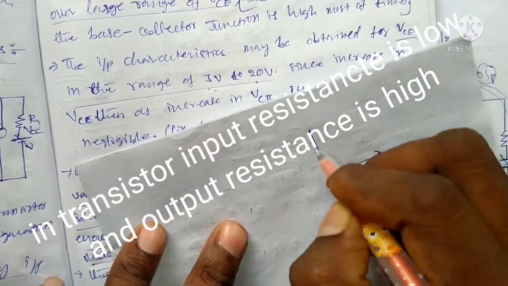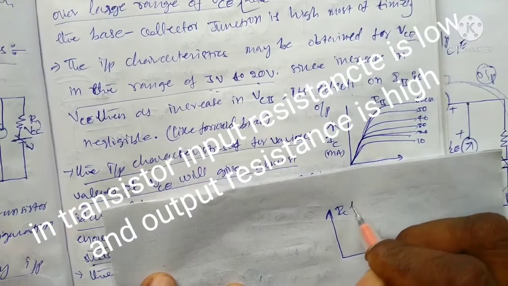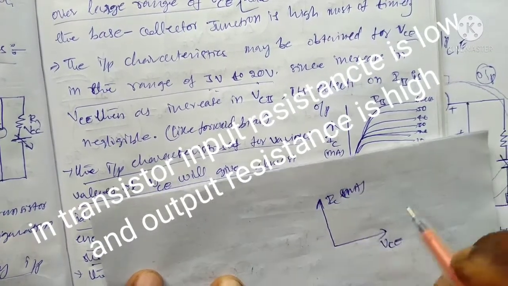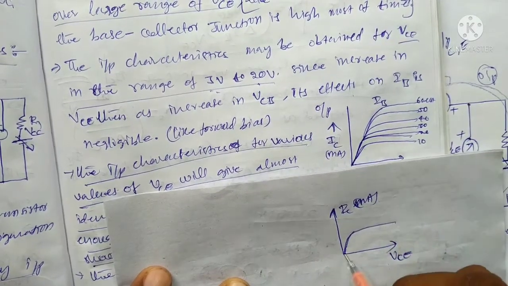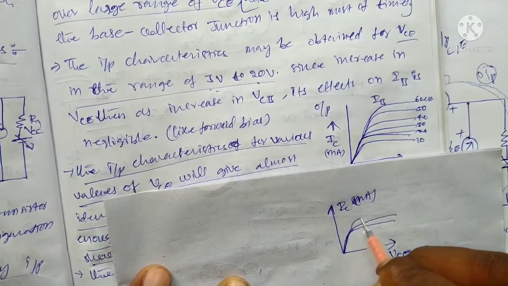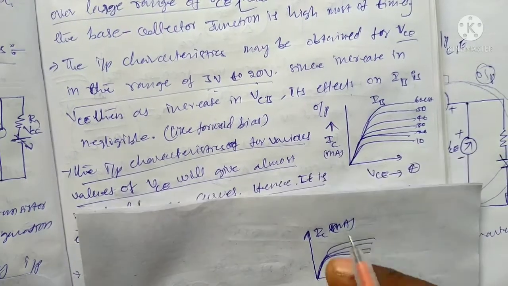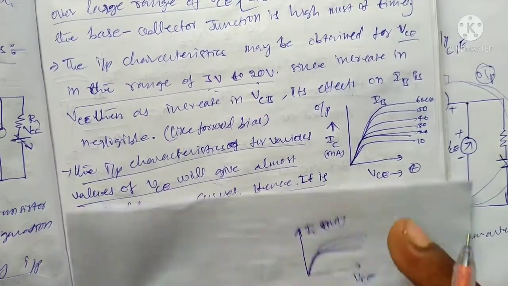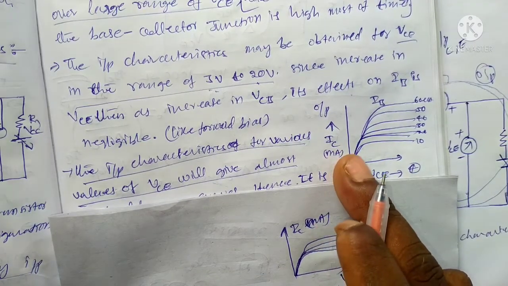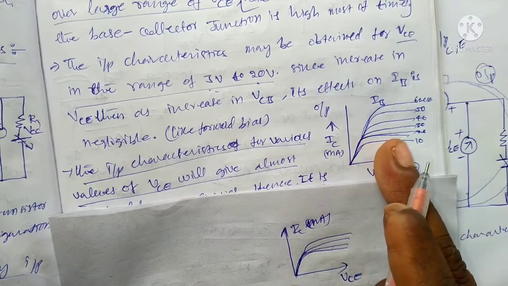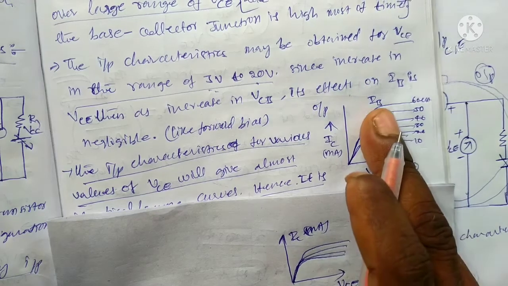VCE versus collector current. The collector current is in milliamperes. See here, as VCE increases, the collector current also increases, only slightly, and after that there is no change in the collector current. VCE always increases at constant base current.